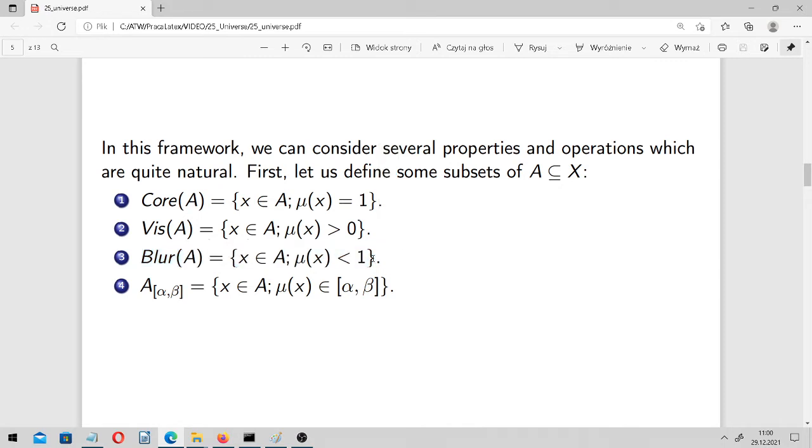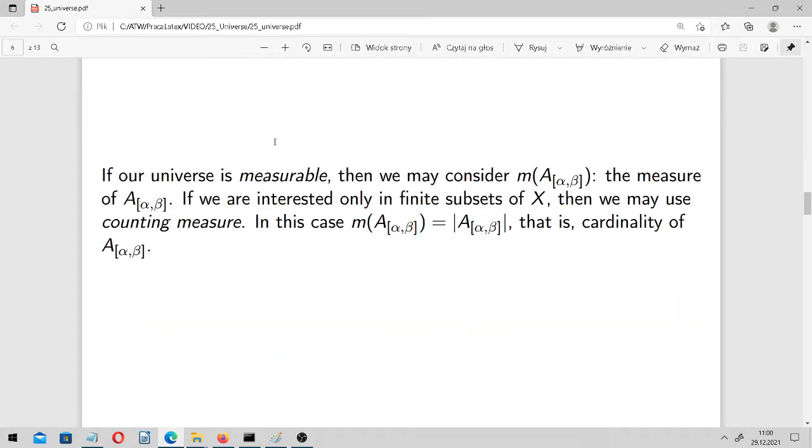strictly lesser than 1. And then we have something which we can call the alpha beta subset of A, or alpha beta cut of A. These are those elements for which mu of x is in the interval from a certain alpha to a certain beta, where of course alpha is greater or equal to 0 and beta lesser or equal to 1. And if our universe is measurable, if it's a measure space, then we may consider the measure of A alpha beta, so the measure of this subset of A for which our points have a certain degree of visibility.